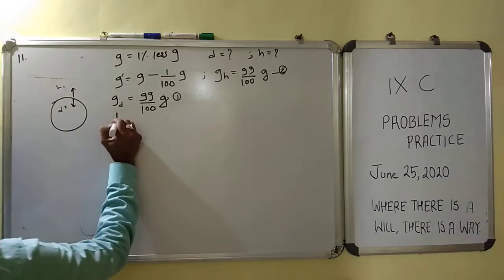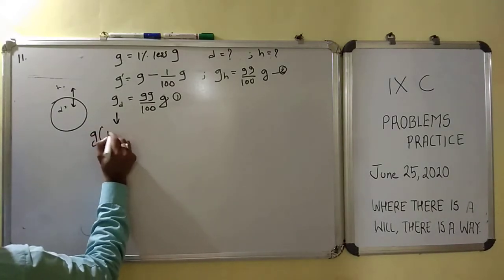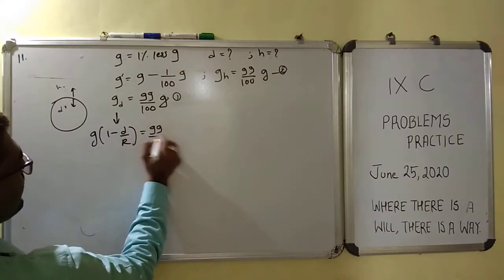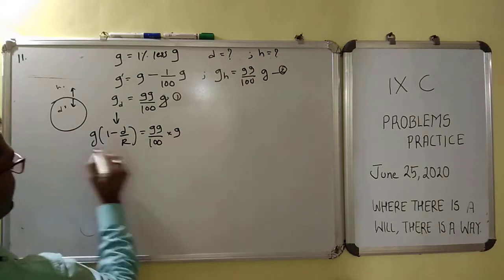What is g_d? g_d equals what? g times (1 minus d by r). Here it is written 99 by 100 into g. Now let us solve this.